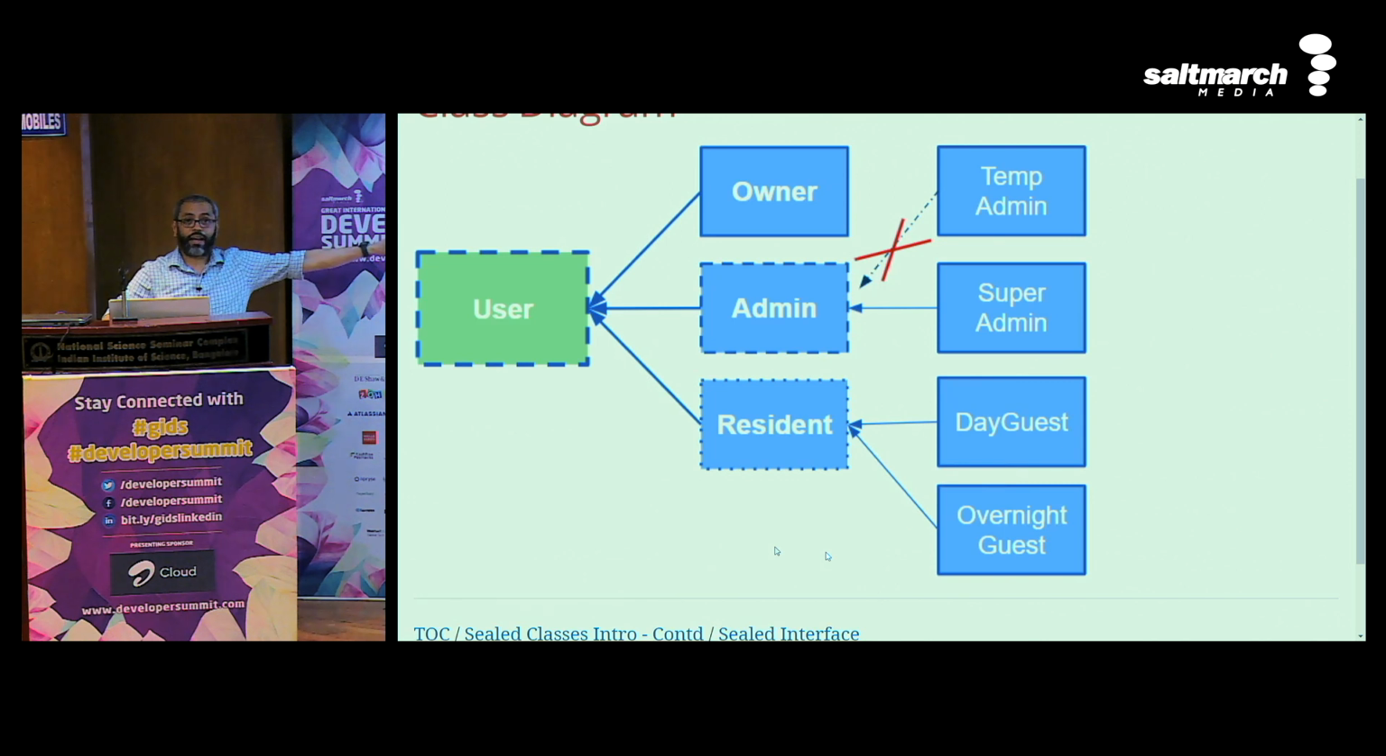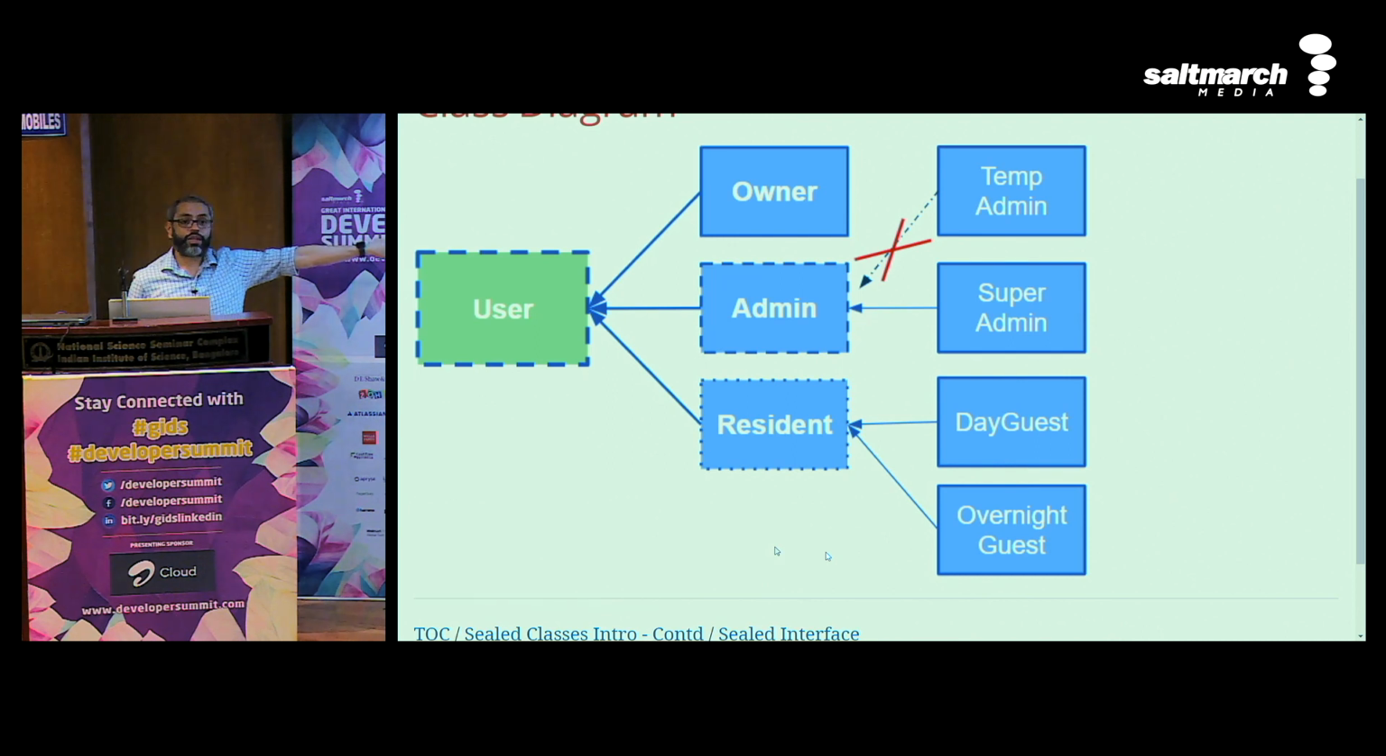That's why that arrow is valid, but it does not permit a temp admin. Even though the temp admin so strongly wants to become an admin, they cannot. So that's why it's crossed. Resident is a dotted class because that's a non-sealed class. That's why that side of the hierarchy is opened up. So you can have day guest, overnight guest, and so on and so forth. And that way, for day guest and overnight guest, the inheritance is actually opened up via resident.